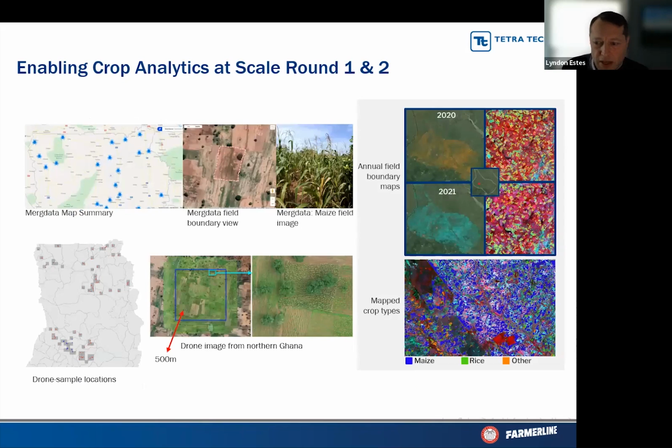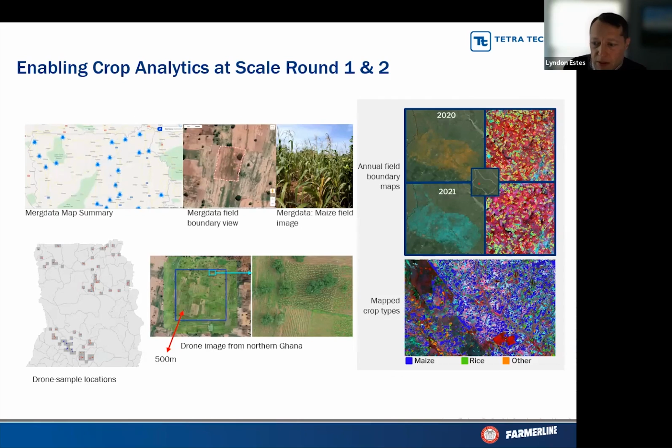So here's just a look at some of the outputs. The map at the top left shows the Mergdata interface with the location of fields collected in northern Ghana, with an example of a boundary around a maize field shown next to it, as well as an image that is captured on the ground by Farmerline's agents. The map at the lower left shows all the locations where drone imagery has been collected in both regions of Ghana, with an example of one of those images next to it, where you can see the detail of a maize crop growing.